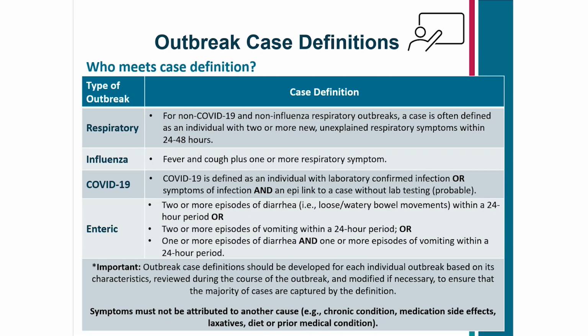Influenza is generally described very similarly to the respiratory outbreak definition, but would include fever and cough, plus 1 or more symptom. Now, in our long-term care homes and retirement homes with seniors, we might not necessarily see fevers, so we need to be mindful of that. But often we will say fever and cough plus 1 or more symptom, just being mindful that seniors may not present with a fever. COVID is a slightly different definition and is based on lab results. So anyone who has a lab confirmed infection with or without symptoms would of course be counted as a case.